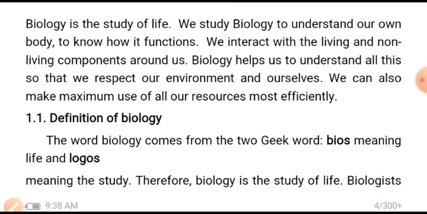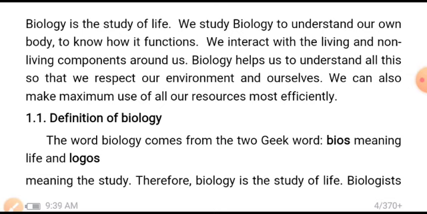We study biology to understand our own body, to know how it functions. We interact with the living and non-living components around us. Biology helps us understand all this so that we respect our environment and ourselves. We can also make maximum use of all our resources most efficiently. So in biology, we look at the components of living things and sometimes non-living things around us, simply meaning worldwide.